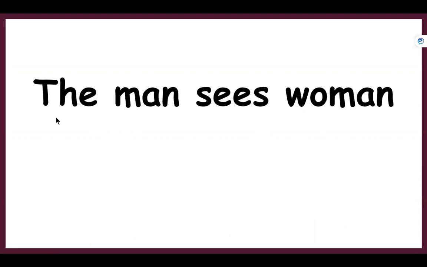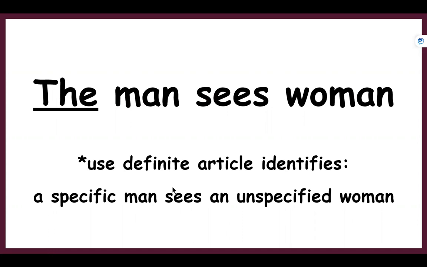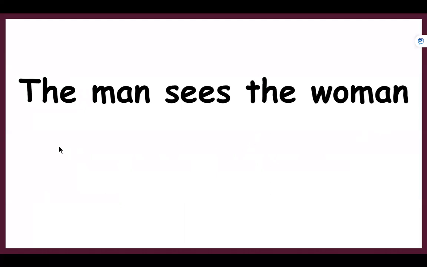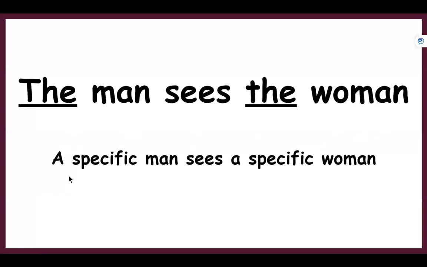But now when we say "the man sees woman," use of the definite article identifies a specific man who sees an unspecified woman. The man, not just any man in general, but a specific man sees an unspecified woman. But now when we say "the man sees the woman," we're saying that a specific man sees a specific woman. It's not just random people. The man sees the woman.